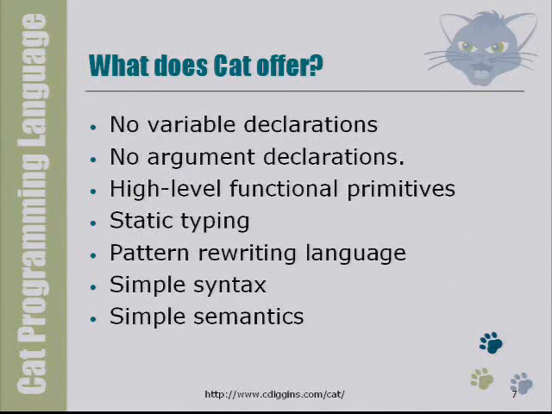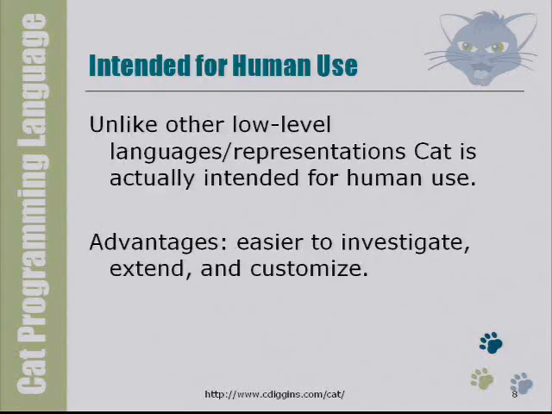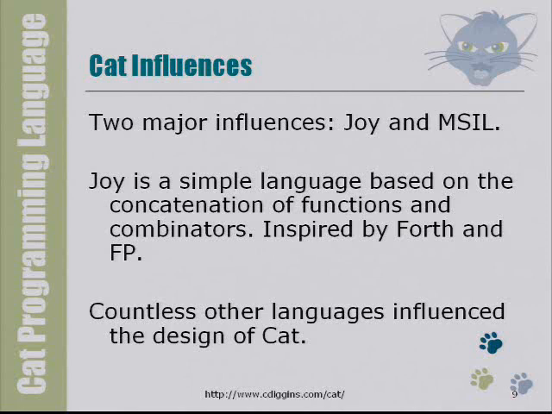So CAT actually has no variable declarations, no argument declarations, high-level functional primitives, static typing, a pattern rewriting language, and very simple syntax and semantics. Unlike other low-level representations, it's actually intended for human use. So as a result, there's namespaces and type annotations. I found it's just easier to work with, and it's easier to reason about and extend, and to build custom libraries for. There's two major influences to the CAT design.